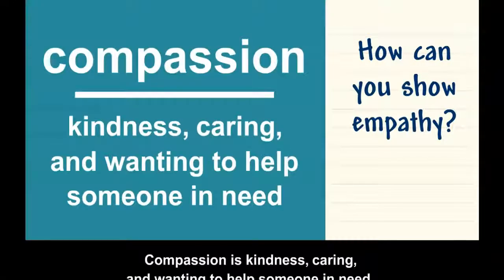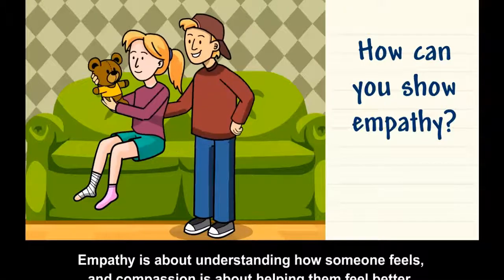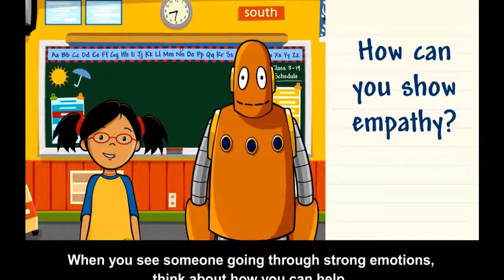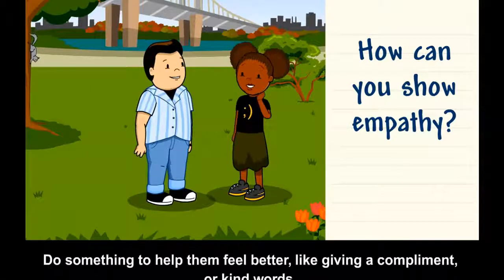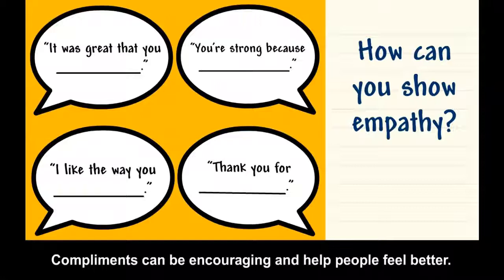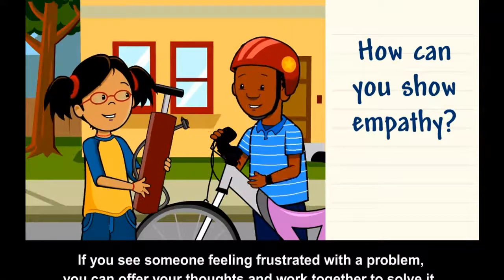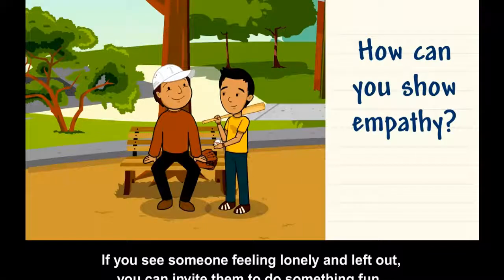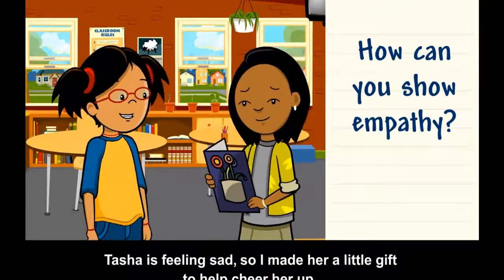Compassion is kindness, caring, and wanting to help someone in need. Empathy is about understanding how someone feels, and compassion is about helping them feel better. When you see someone going through strong emotions, think about how you can help. Be a good friend by showing compassion. Do something to help them feel better, like giving a compliment or kind words. Compliments can be encouraging and help people feel better. If you see someone feeling frustrated with a problem, you can offer your thoughts and work together to solve it. If you see someone feeling lonely and left out, you can invite them to do something fun. Tasha is feeling sad, so I made her a little gift to help cheer her up.